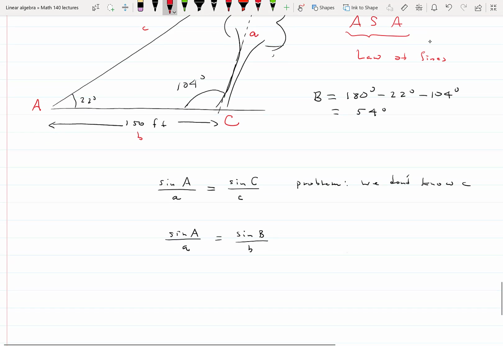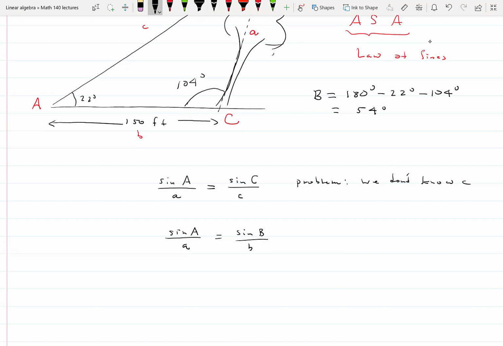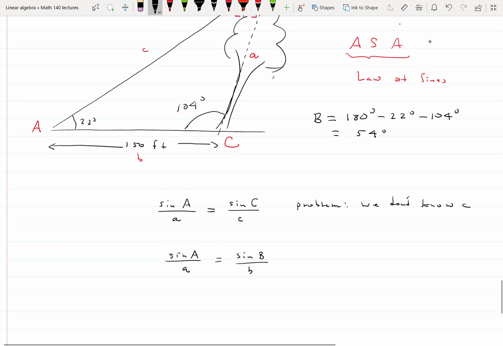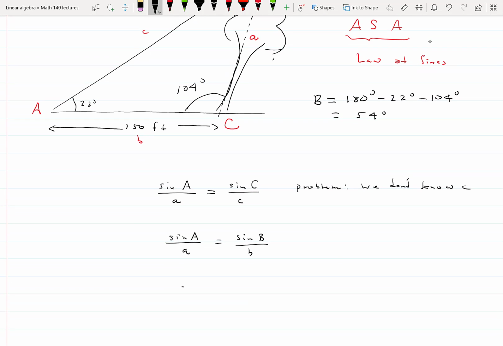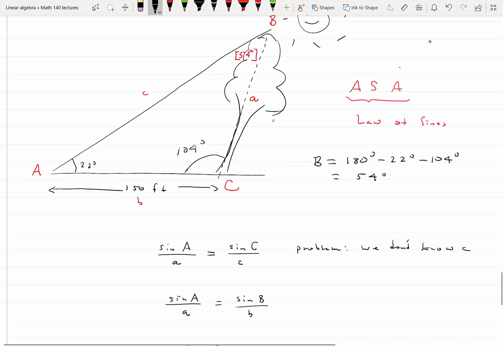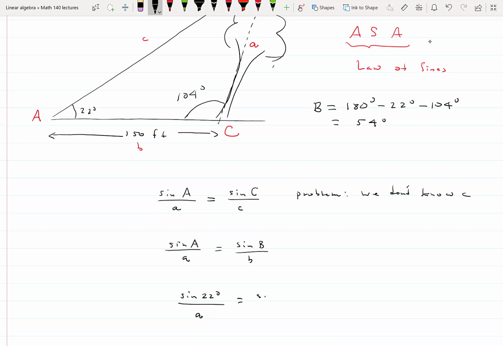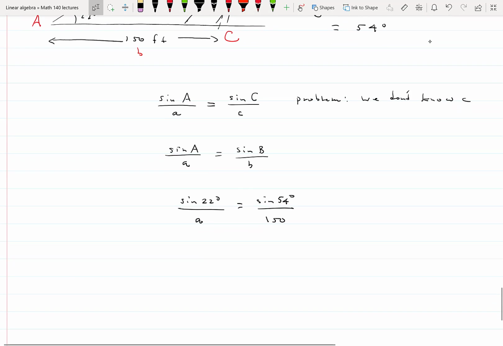So let's go back to the law of sines. The law of sines says the sine of A over a. Well, I know that A is 22. So the sine of 22 over the thing I'm looking for, a, equals the sine of B, and I found B is 54, so it's the sine of 54 degrees over b, which was given to be 150. And check it out, there's an equation that has only one variable in it now.